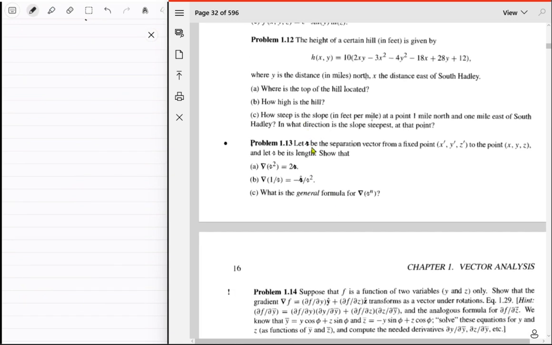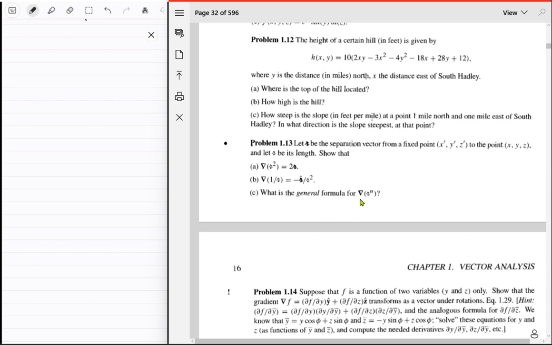Let small r, the cursive r, be the separation vector from a fixed point x dash, y dash, z dash to a point x, y, z, and let r be its length. Show that the gradient of r squared is equal to 2r. The gradient of 1 upon r is equal to negative r hat upon r squared. What is the general formula? I'm going to do part c right now, and then we'll do a and b, because this is n equal to negative 1 or something like that. This might be complicated, but we'll just try it out.